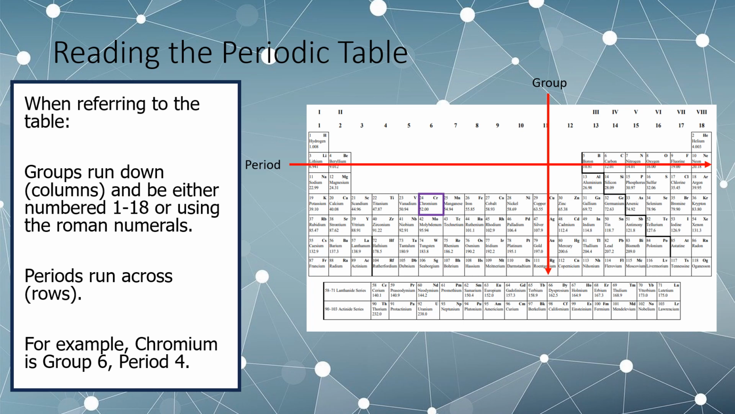Periods on the periodic table run across, so they are the rows. So as you can see here, we have rows running across, or our periods running across, and our columns running down, or our groups running down. For example, the one I've highlighted here, chromium, we'd go, okay, that's in group 6, and we use the numbers, not the Roman numerals, for this one. And if we look how far it is down, 1, 2, 3, 4, therefore it's in period 4. So it's in group 6, because that's the 6th column going across, and it's in period 4, because that's the 4th row going down.